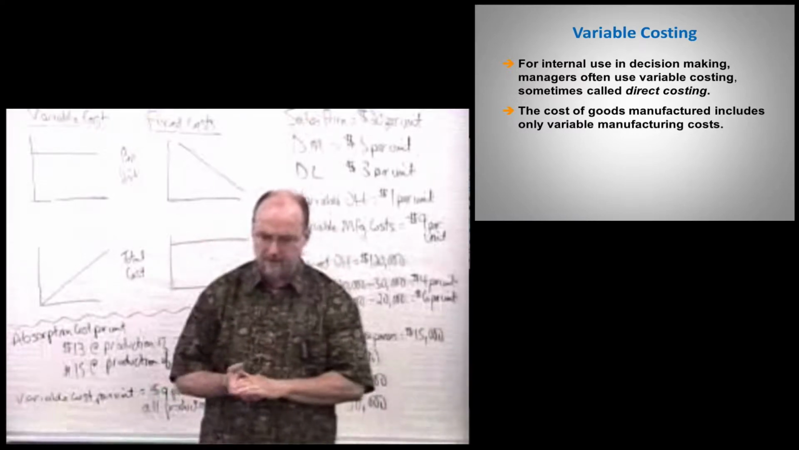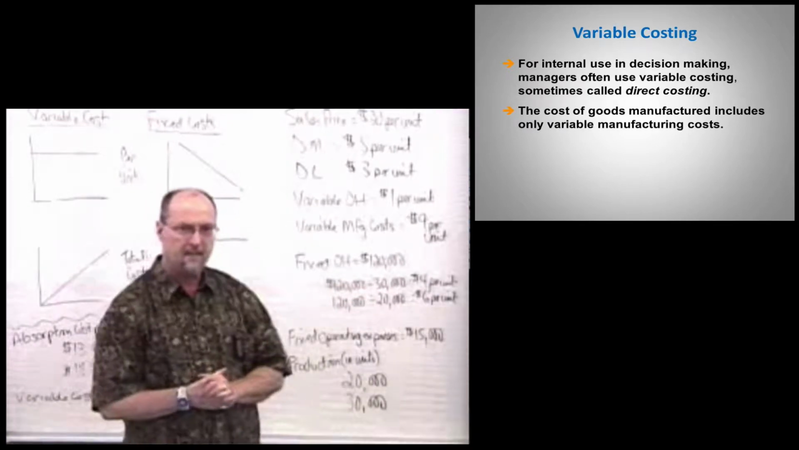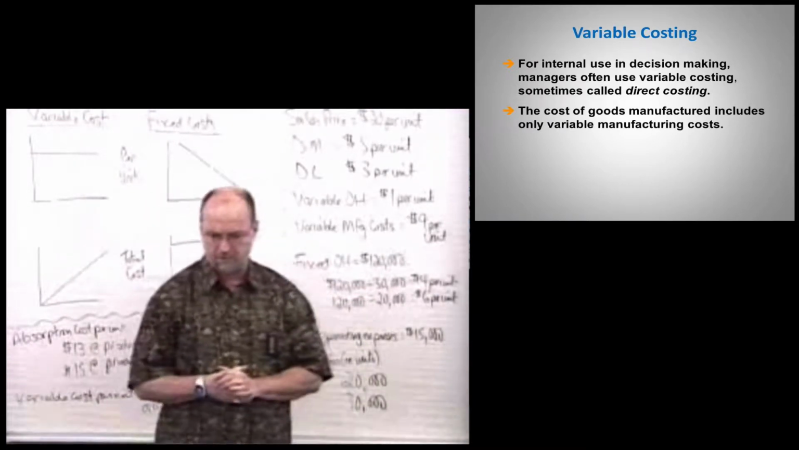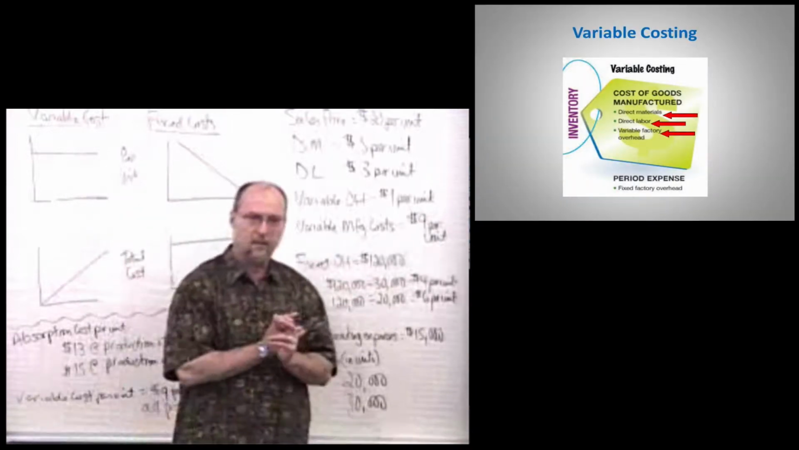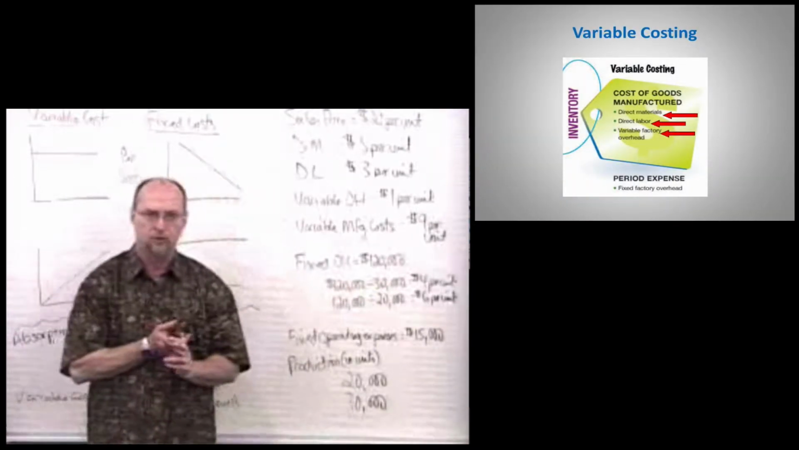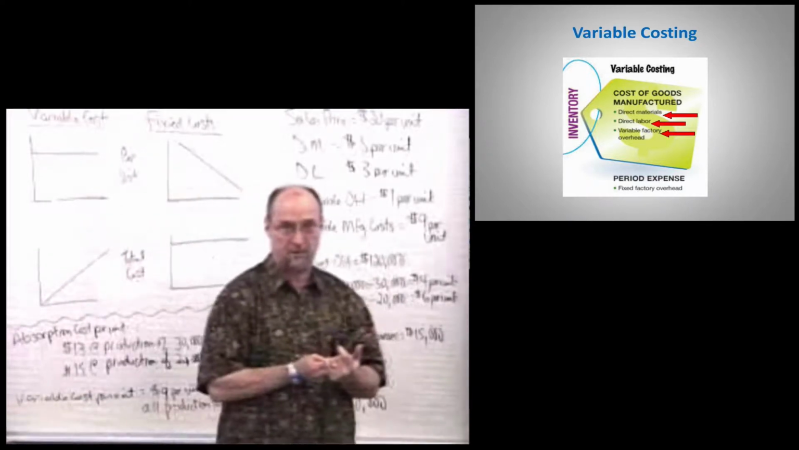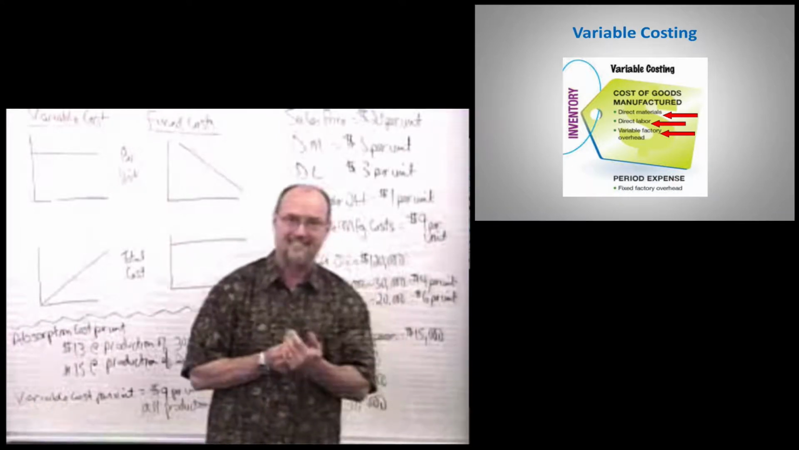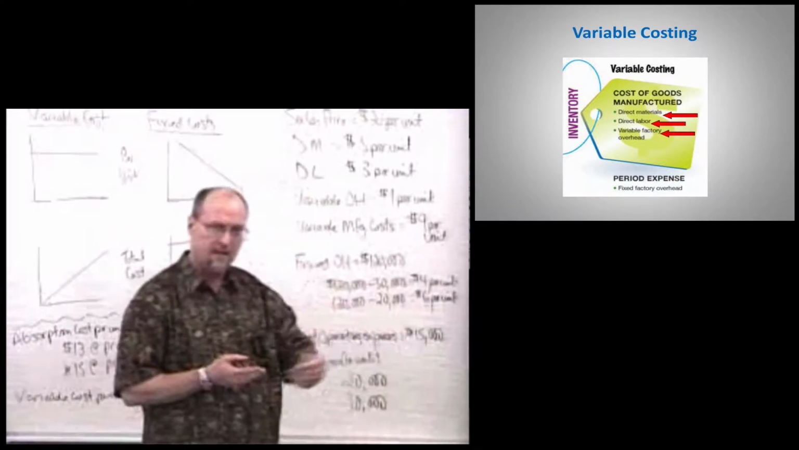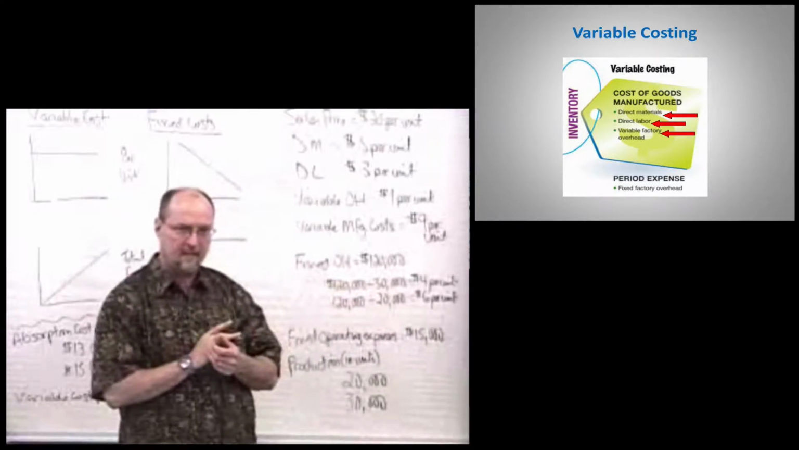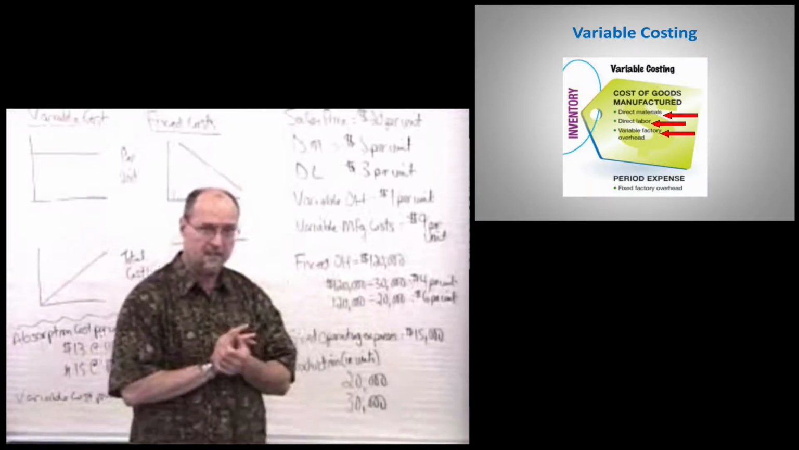The only difference with variable costing is in how we account for the fixed overhead costs. So in variable costing, we're going to include direct materials, direct labor, and variable overhead in the product cost. Product cost gets capitalized, and then when we sell the inventory, it hits cost of goods sold. Fixed overhead is considered a period cost or an operating expense in variable costing.